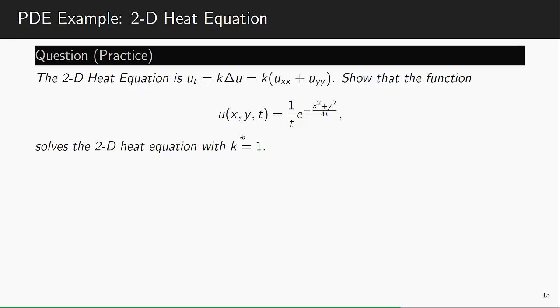And one solution to this equation is this function right here. u of x, y, and t equals 1 over t times e to the minus (x squared plus y squared) over 4t. And we're going to show that this solves the heat equation with k equal to 1. So to do that, I first need to find the time derivative of u. So let's try that. In fact, maybe you want to do this for practice. Pause the video, try finding the t derivative, and then u_xx, u_yy, sum those together, see if it equals u_t.